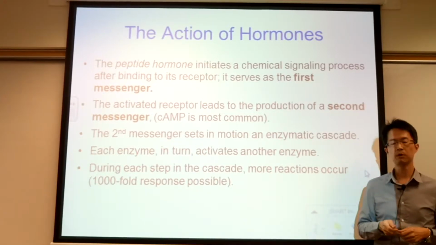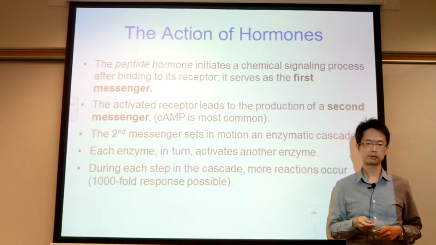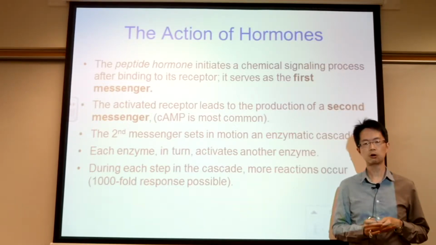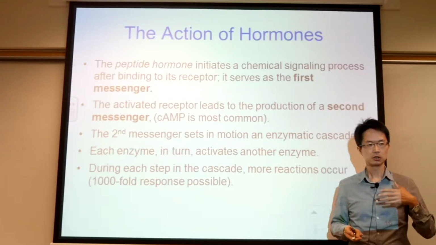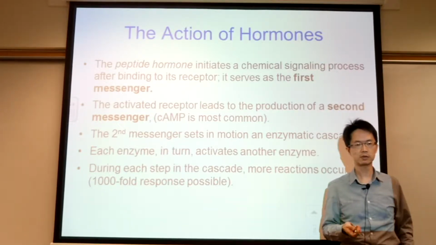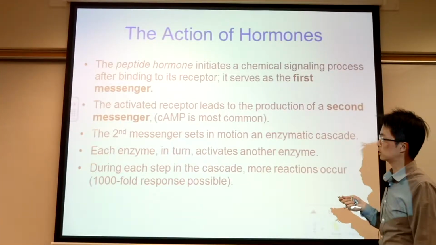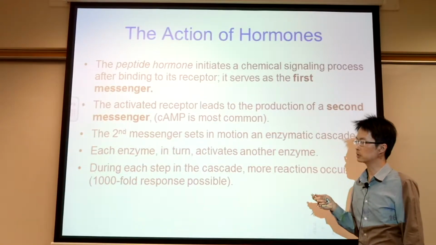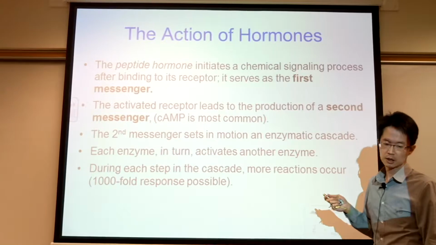So peptide hormone again binds to the cell surface receptor. And how does peptide hormone bring changes to a cell after the peptide hormone binds to the cell surface receptor? It uses something called signal transduction cascade. An example is the cyclic AMP signal transduction cascade.